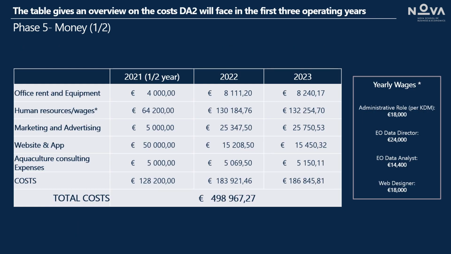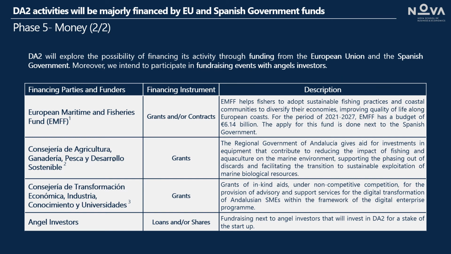Regarding costs for the first 3 operational years, we will have 5 main endeavors. Wages will be our higher expense, then it will be followed by the initial investment in our website and app. In total, our costs for the 3 years will be approximately 499,000 euros. Besides fundraising next to angel investors, DA2 will explore the possibility of financing its activity through funding from the EU and the Spanish government.